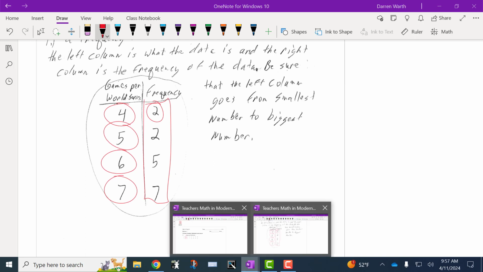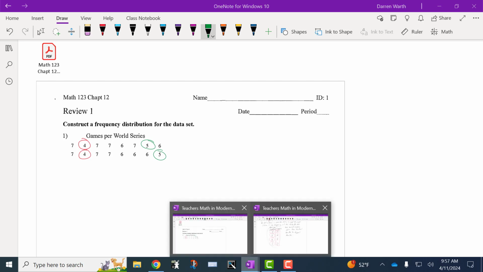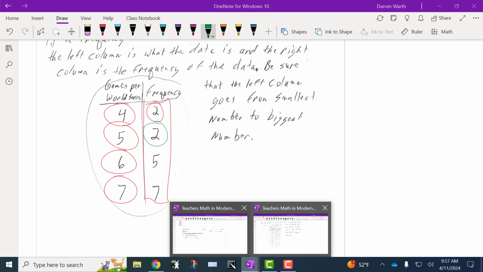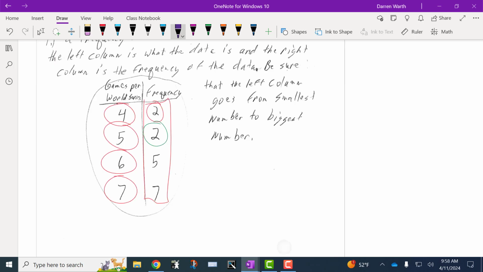And then on the next one, I'm going to count up my 5s. So it looks like I've got 1 5, and then 2 5s. So in my frequency distribution chart, I just write the number 2. I go back and now I'm going to count up my 6s. So it looks like I've got 1 6, 2 6s, 3 6s, 4 6s, and 5 6s. So now on my frequency distribution chart, right next to my 6s, I'm going to write a 5.